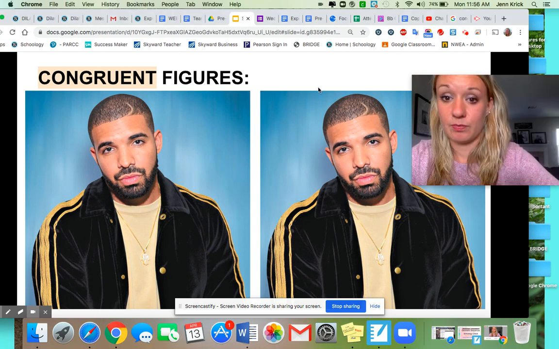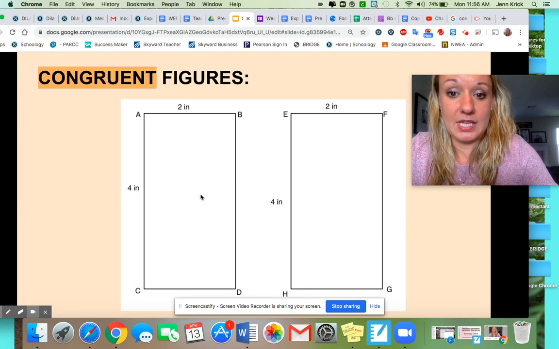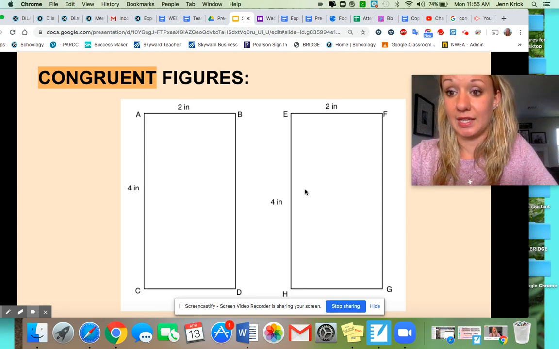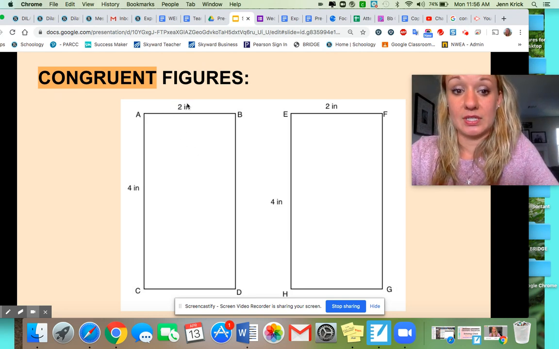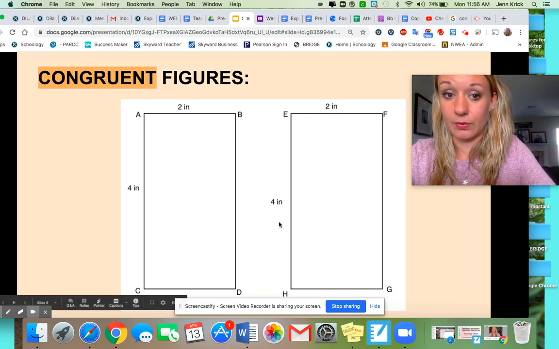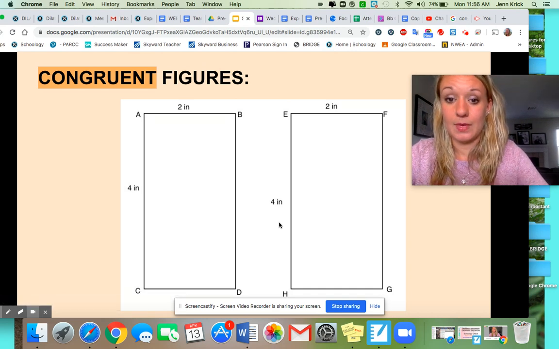Here's a math example because we can't just look at pictures of peanut butter and Drake. These two rectangles, yes, they obviously do look like they're the same size and shape, but we can also prove it with the side lengths that are given to us. So notice that you've got 2 inches here, 2 inches here, and over here we've got 4 inches and then 4 inches. So not only do they look like they're congruent, but we can prove it mathematically.